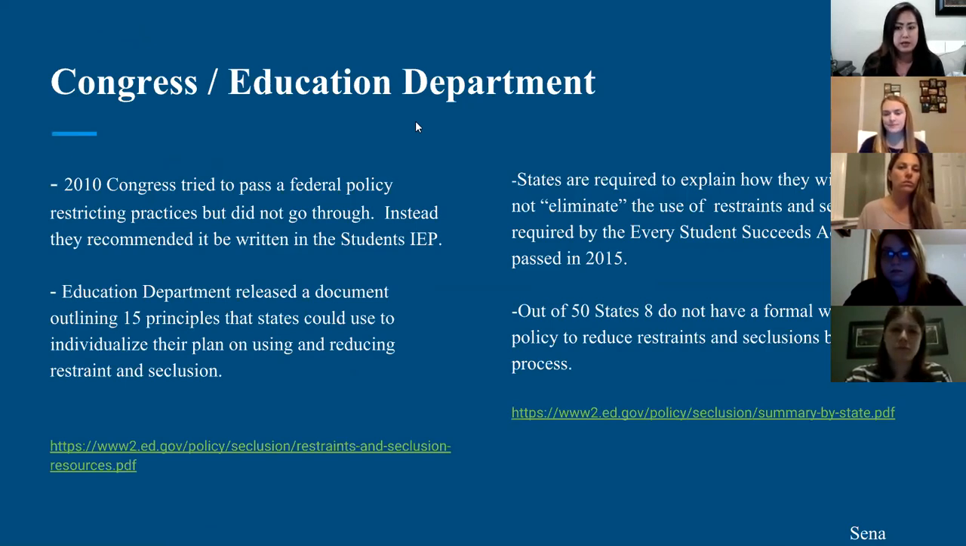States are required to explain how they will reduce, not eliminate, the use of restraints and seclusion, required by the Every Student Succeeds Act, which passed in 2015. Out of 50 states, 8 do not have a formal policy as of yet. But again, there's a link below, and each state will have specific policies and rules to follow concerning restraints and seclusion.